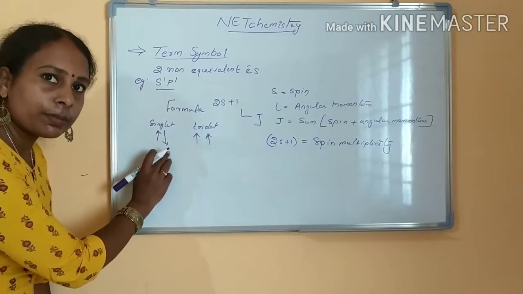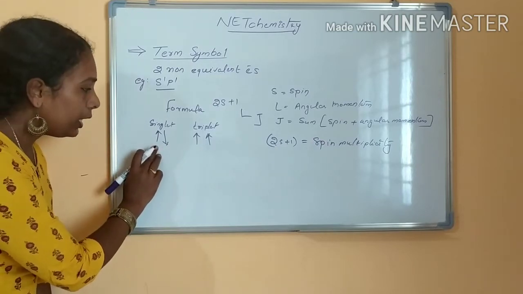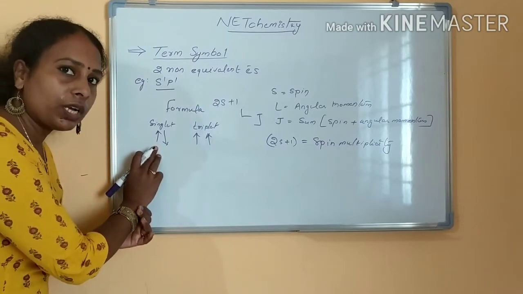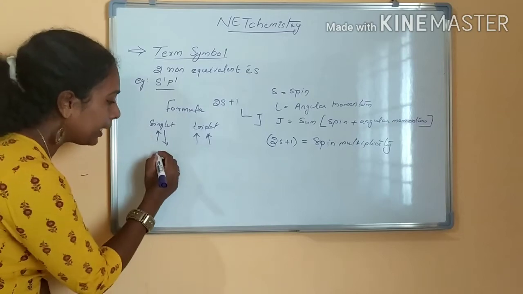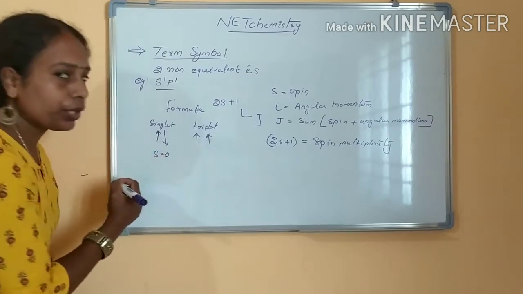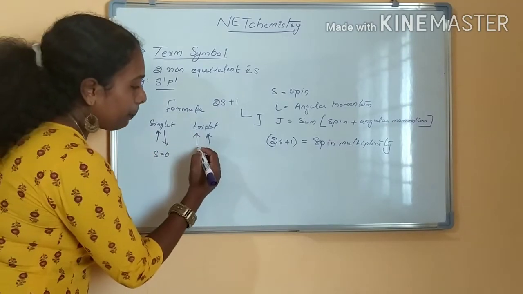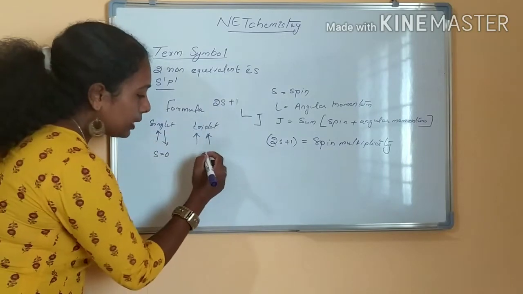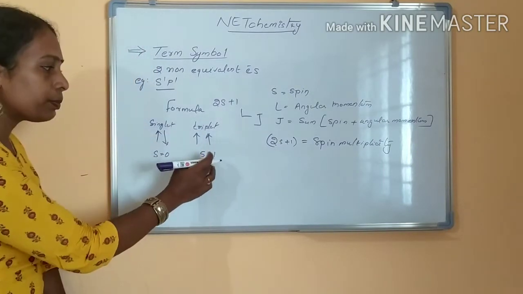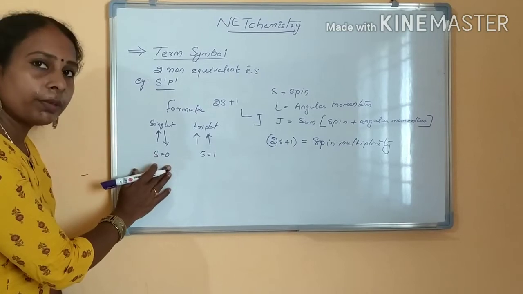Plus half, plus minus half, right? One electron is having a spin of half, right? These two will cancel and the spin will be 0. Clear? And here it will be plus half, right? S is equal to 1. Here the spin will be 1 and here the spin will be 0.